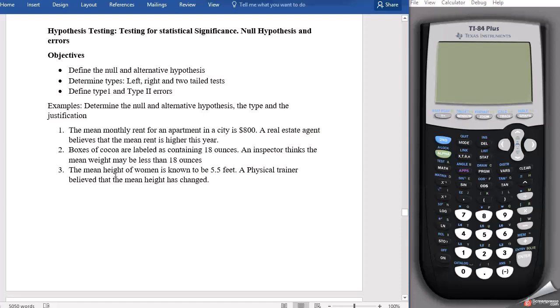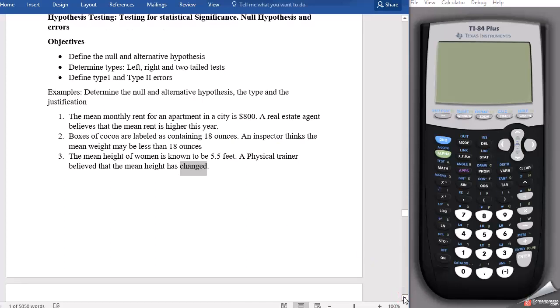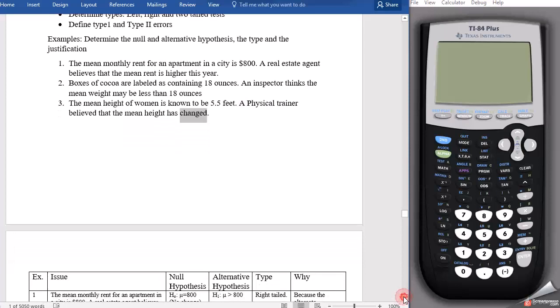Then the last one is talking about the mean height of women, which is known to be 5.5 feet. A physical trainer believes the mean height has changed. So in this case, changed. We don't know whether it is less or more, which means that it's going to be a different kind of test. So let's work out these examples using the table below.